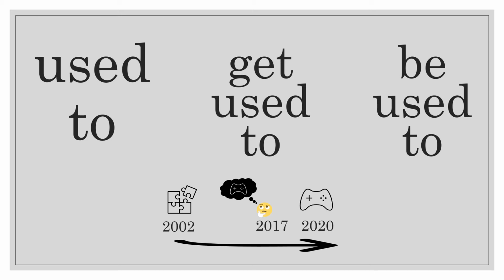So the difference between them is that used to is something we use in the past. Get used to and be used to, we can use them both in the past, in the present, and in the future, no matter here. Only the difference is that get used to is focused on the process, and be used to is focused on a characteristic you already have. Okay?